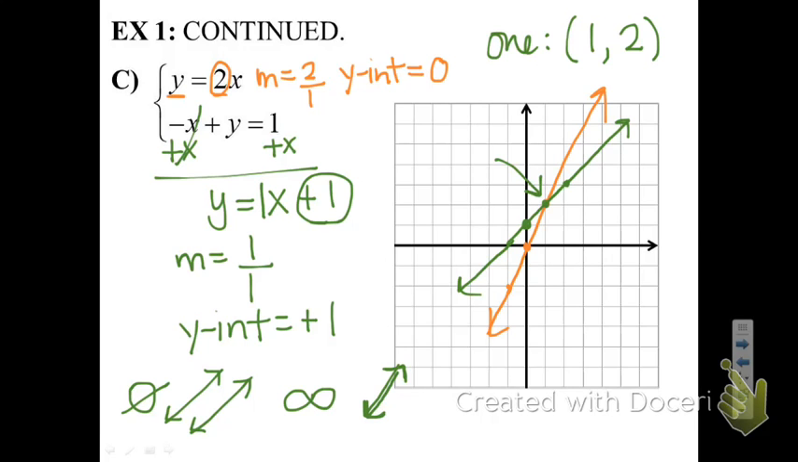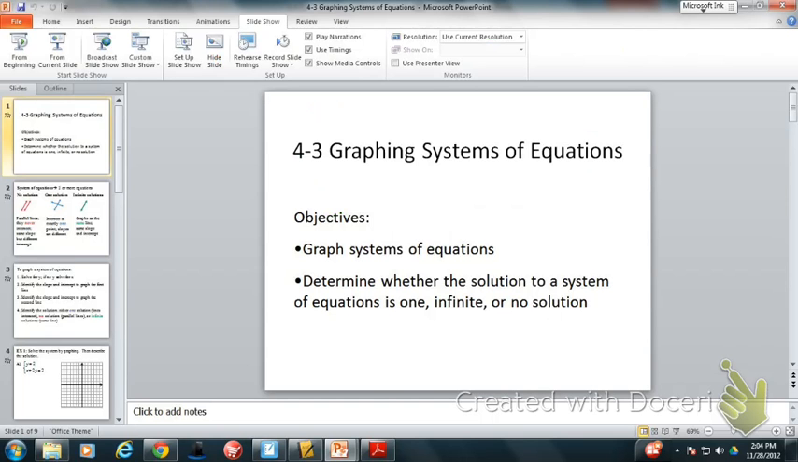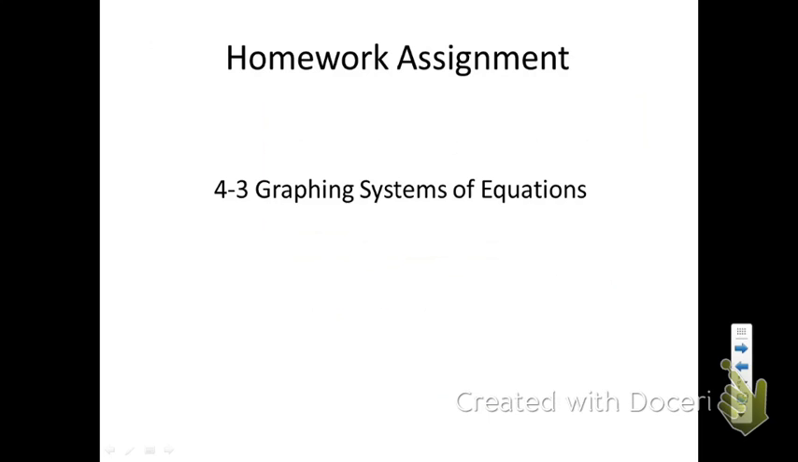So this should take you to your assignment. Your assignment will be the 4-3 graphing systems of equations. I only want you to do the first 8, and then I will teach you some tricks with your calculator when we return.